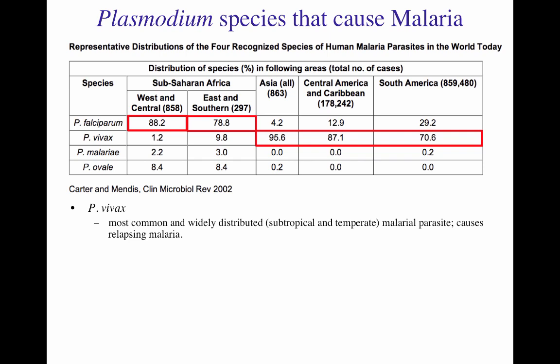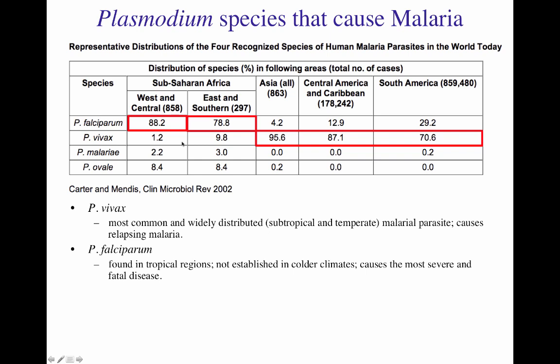So what we can see in this table that I got from Clinical Microbiology Reviews from 2002, from Carter and Mendis, is that of the 4 different kinds of malaria, Plasmodium vivax is the most common. That is the area over here shown in red. It causes about 95% of all the cases in Asia, 87% of the cases in Central America and the Caribbean, and about 70% of the cases in South America. Plasmodium vivax is not a very important pathogen when we come to talk about Sub-Saharan Africa.